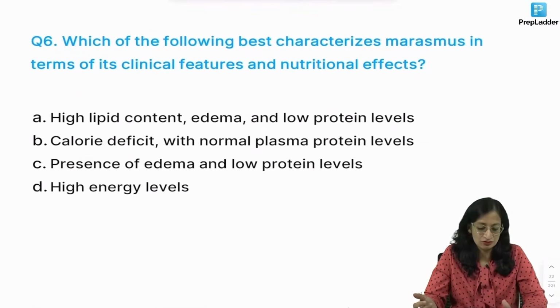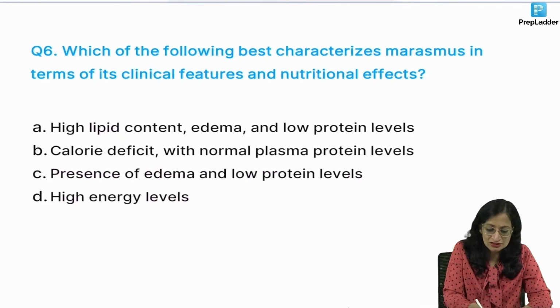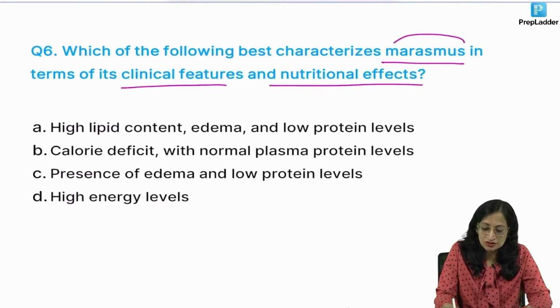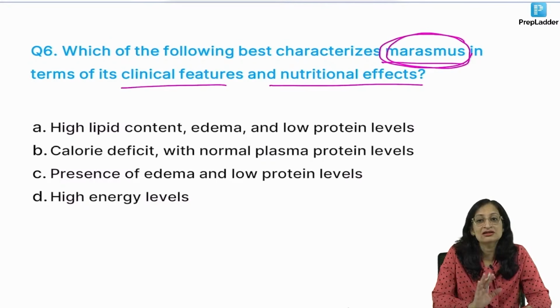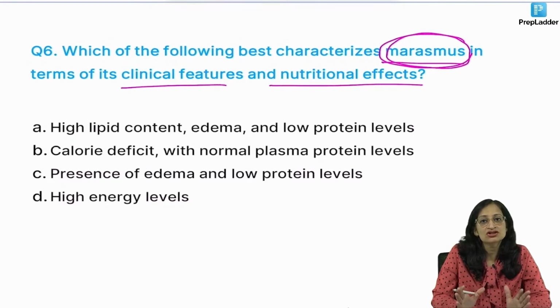Okay. Now, moving ahead, another very important topic, malnutrition. Which of the following best categorizes marasmus in terms of its clinical features and nutritional effects? Marasmus is a condition where the baby is emaciated, there is no edema. Marasmus is a condition where there is mainly calorie deficit, not much of a protein deficit, okay? And there is no edema.